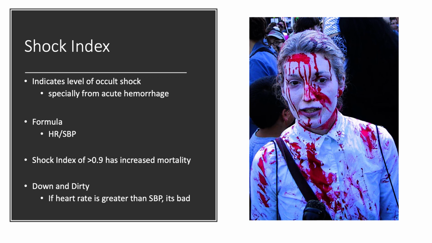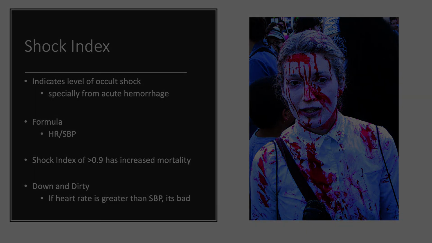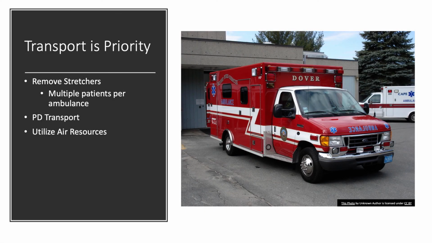So that is a simple tool you can utilize in a CCP to determine who's your sickest of the sick or who might be too far gone to save. So we've covered hands-on care that should be provided. We've talked about the CCP. We've talked about the shock index. Really what's left to talk about is transport, which is truly the priority now. After that initial medical care is provided, rapid transport.